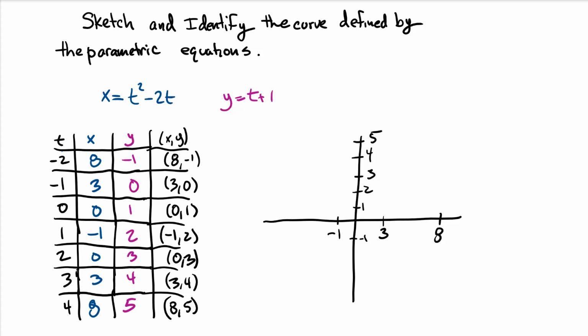So the first one is 8, -1. So we start down here. Sorry, got rid of my little 8. And then 3, 0. And then 0, 1. And then -1, 2. Then 3, 0. Then 3, 4. And then 8, 5.